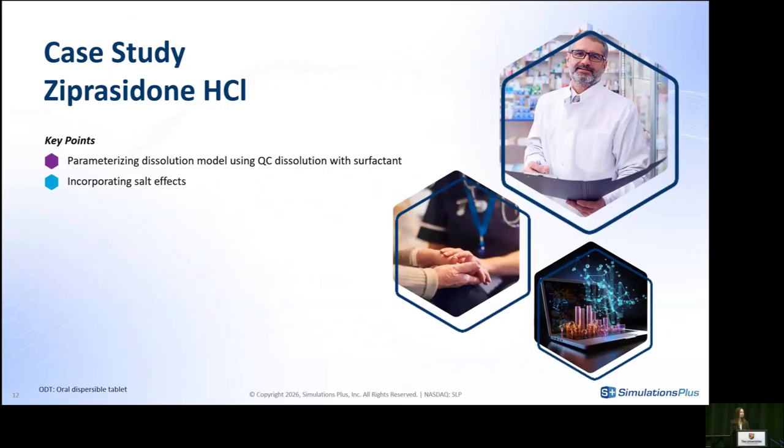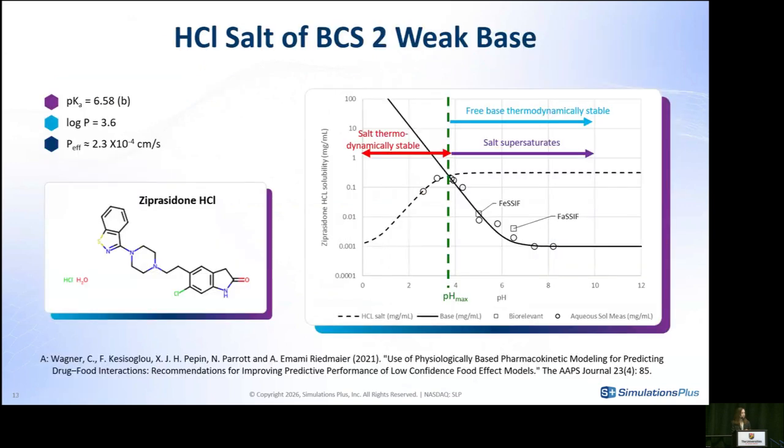Okay, the next case study is on ziprasidone HCl. And the key points will be parameterizing dissolution using QC dissolution with surfactant, as well as incorporating salt effects. Here we're talking about a hydrochloride salt of a BCS2 weak base. And what I really want to focus on here is the solubility of the drug as a function of pH.